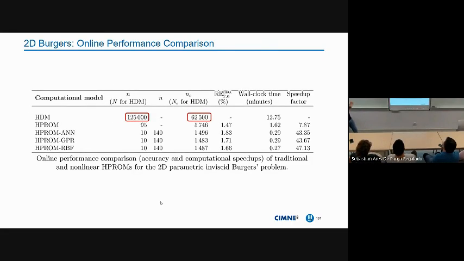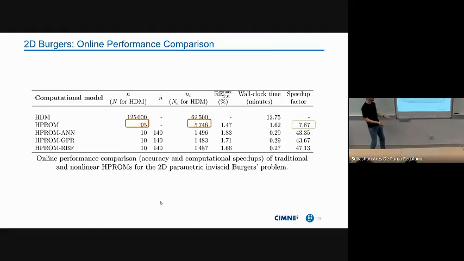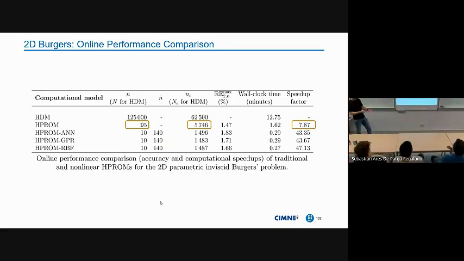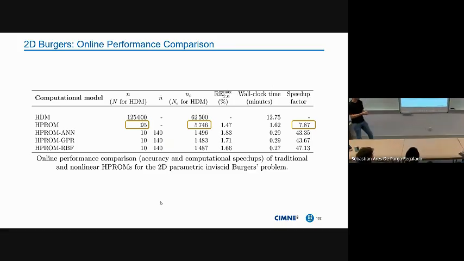So let's go into the quantitative results and comparisons. We were solving a problem with 125 degrees of freedom and 60,000 elements. With a traditional HP-ROM, we managed to get a 95-mode system of equations with 6,000 elements. So the speed up factor here was already 8, which was good, but not good enough for us.